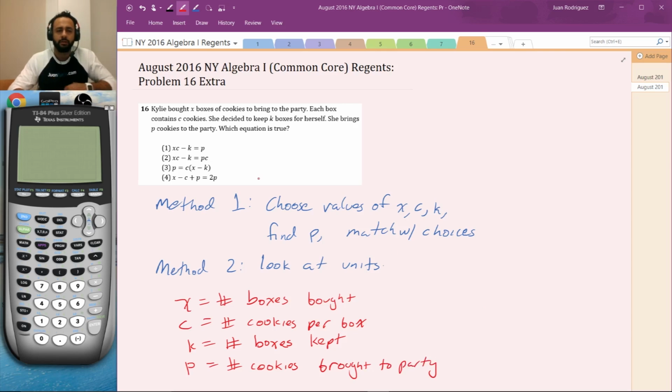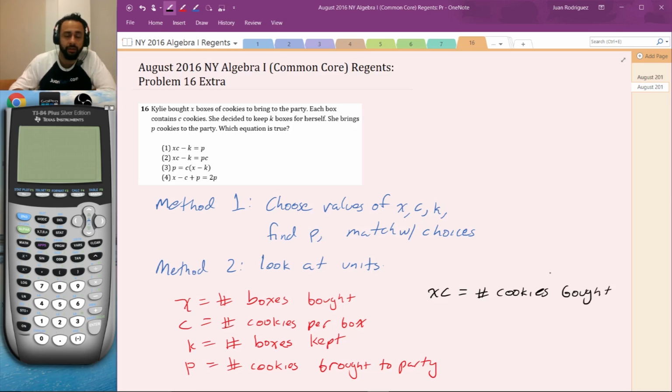So let's compare the units. So XC, if X is the number of boxes bought and C is the number of cookies per box, XC is equal to the number of cookies bought. That's an actually significant number for this real life situation. But if you subtract K from it, the number of boxes kept, this is a number of cookies minus a number of boxes, so the units don't match at all, so that cannot be the answer. This one, same deal. It's a number of cookies minus a number of boxes, so that's necessarily not the answer.